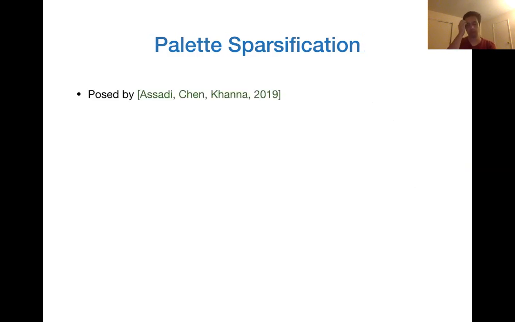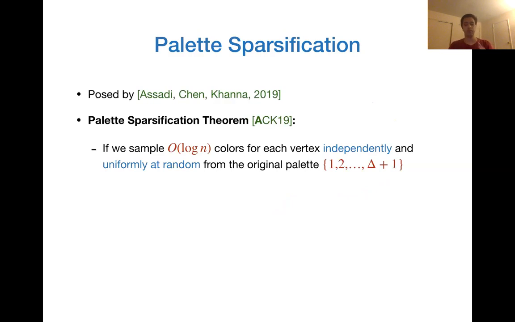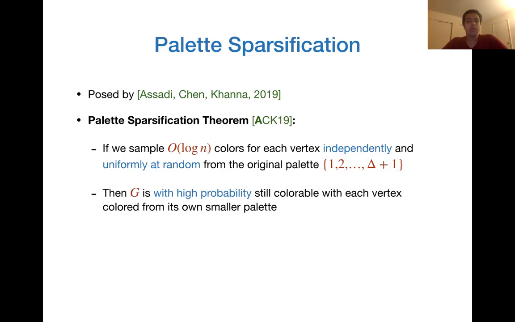But this palette sparsification question was first asked in a joint work of myself with Yu Chen and Sanjeev Khanna back in 2019, and I'll get to the motivation of this question in a second. But there we proved the following theorem. If for every vertex, we sample order log n colors independently and uniformly at random from 1 to Delta+1, still we are able to, with high probability, color the graph using these much smaller palettes. We started with Delta+1 and shrank them down to log n randomly. And we proved that we are still able to color the graph with high probability. Good.